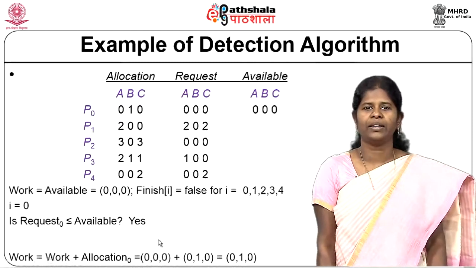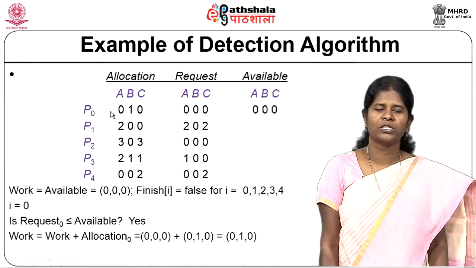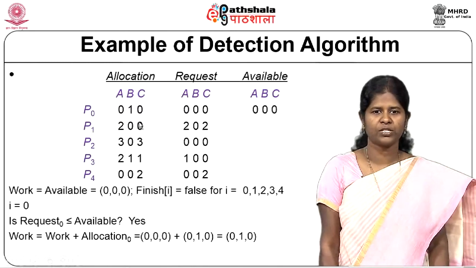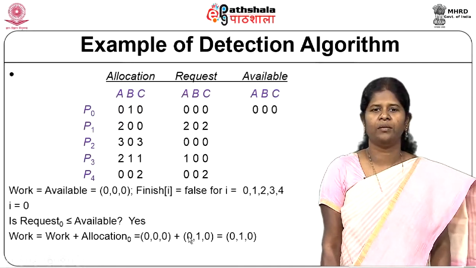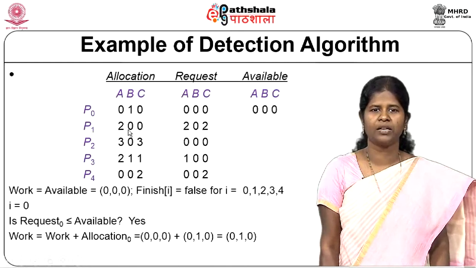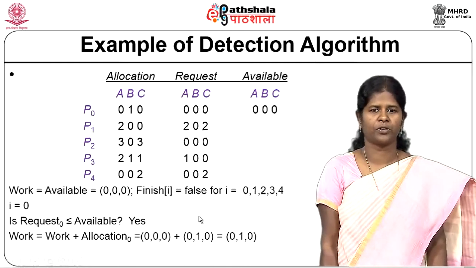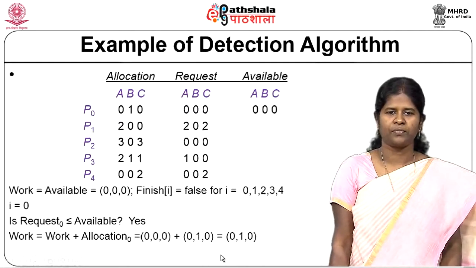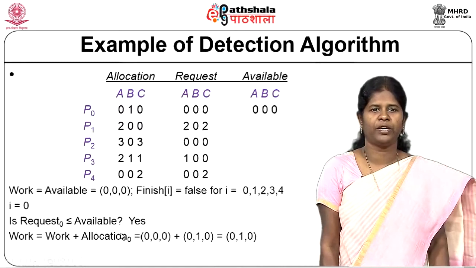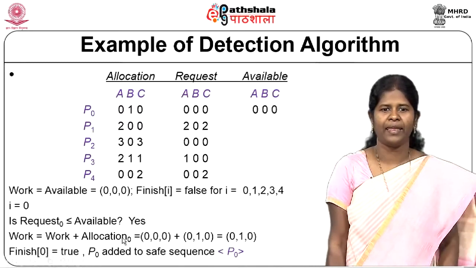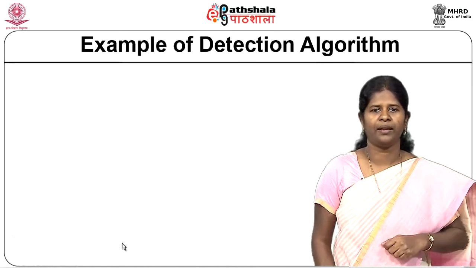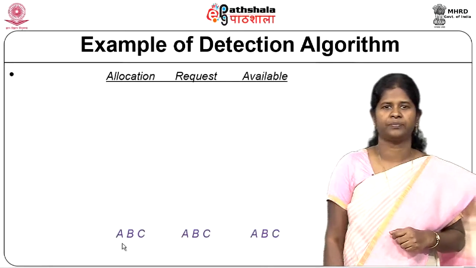Yes, and hence we assume that this process is not wanting any resource. So, it will also release the resource that is currently allocated to it. So, work will become 0 0 0, that is what is available currently, plus what is currently allocated to process P0. So, you have 0 1 0 as what would be available when P0 finishes off its work, and then this P0 is added to the safe sequence.